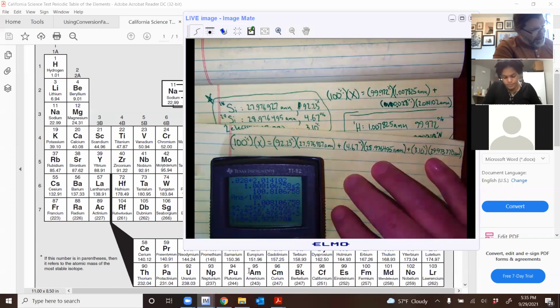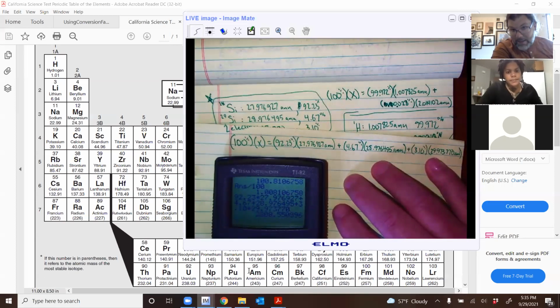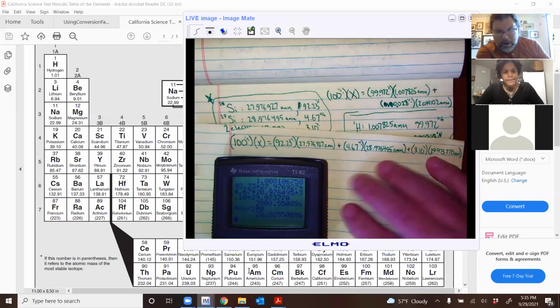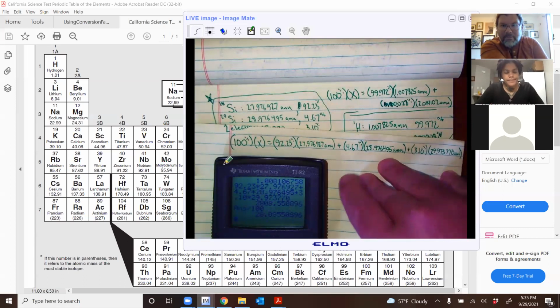So, when I hit enter here, I will have done the entire right-hand side of the calculation. And I'm going to have to divide this number by 100. So divide that by that 100% on the other side to get my average atomic mass of silicon. All right, 28.085.